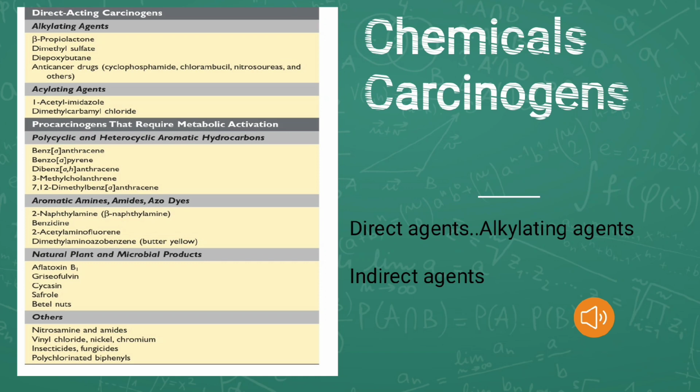A chart is shown over here showing the direct acting carcinogens, and at the top are alkylating agents. As mentioned, these are themselves able to cause cancers. The others are indirect carcinogenic chemicals, and these include polycyclic hydrocarbons. The enzyme pathway involved in these types of indirect acting carcinogens is mediated by cytochrome P450 dependent monooxygenase.